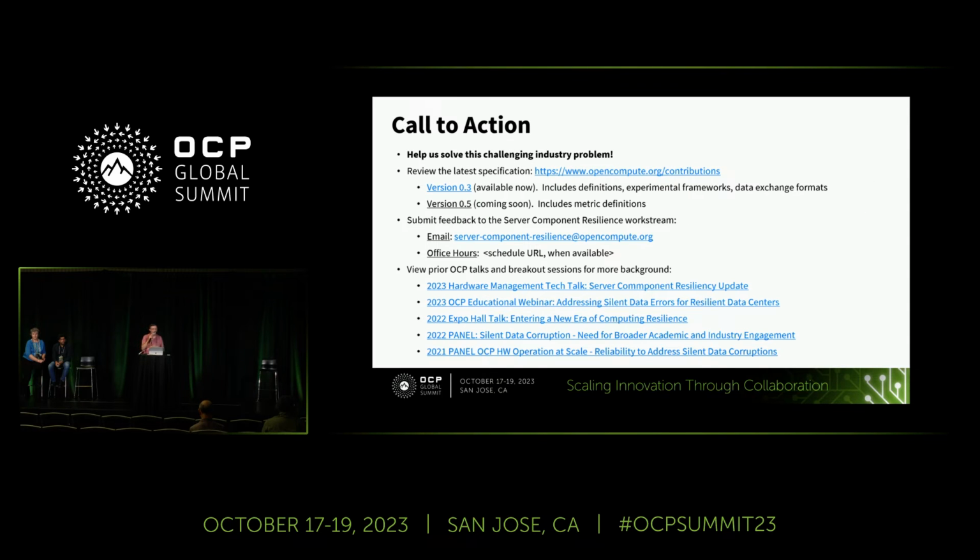If you're interested in this problem and want to come and help, the specification 0.3 is now available, and 0.5 will be ready before the end of the year. You can provide feedback through our email address, or now that our specification is released, we're going to schedule office hours for discussion. And if you'd like to know more about this interesting topic, there are links to the previous OCP presentations and panels, and several of those have links within them that link to other forums and publications for even more information.